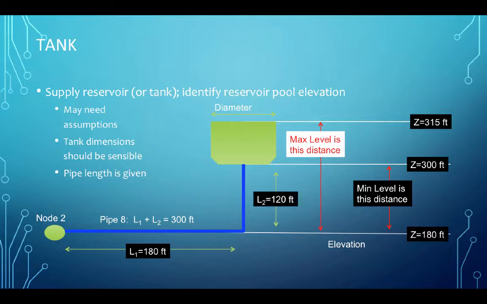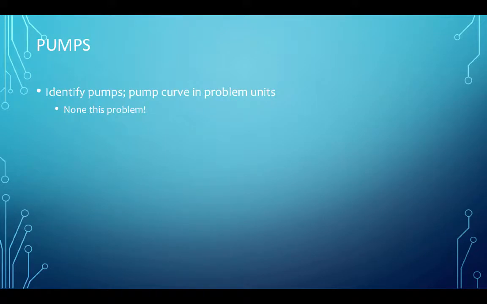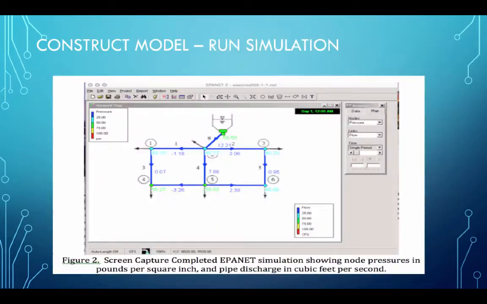So this is how I conceptualize the tank. It connects to node 2. I'll assume it's at the same elevation as node 2. Its minimum level is 120 feet. Its maximum level is 135 feet. And we'll put it at max level, and that establishes a depth of 315 feet, which I think is the value in the problem statement. Then we define any pumps. There are none, and construct the model and run the simulation.